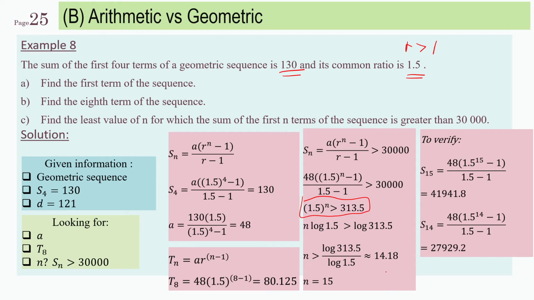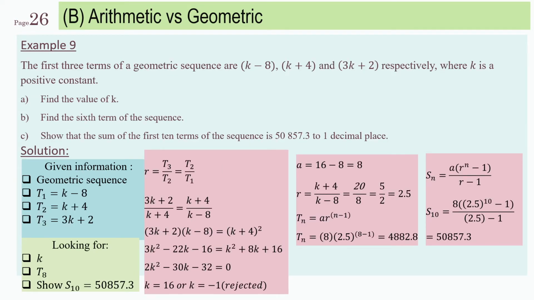Then again, is it 14 or 15? To make sure, if you are not very sure, you can compute the sum for n equals 15 and n equals 14, and then very clearly the sum for 14 is not enough. Actually the sum for 15 is the one greater than 30,000, and you must know that n can never be a decimal. Over here it already says n must be greater than 14.18, so you cannot choose 14. You must choose the next integer, which is 15.